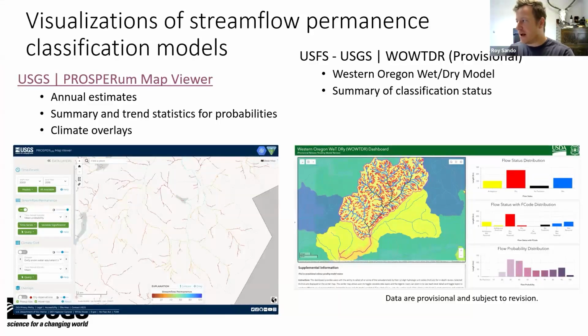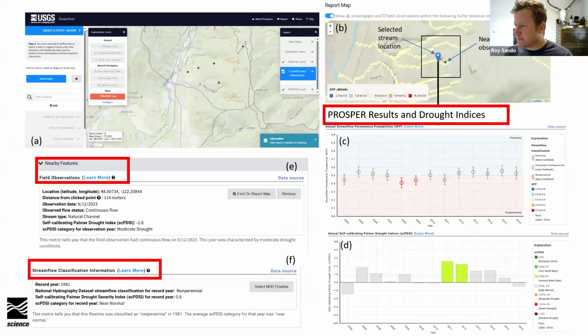So we do have visualization platforms available. The Upper Missouri Prosper data output are available on our USGS Prosper map viewer. We also have a provisional map viewer for the Western Oregon wet dry model. And I'd be happy to share those links upon request.